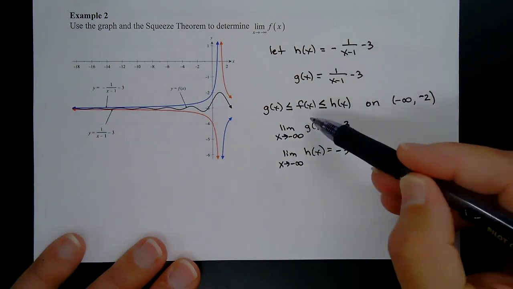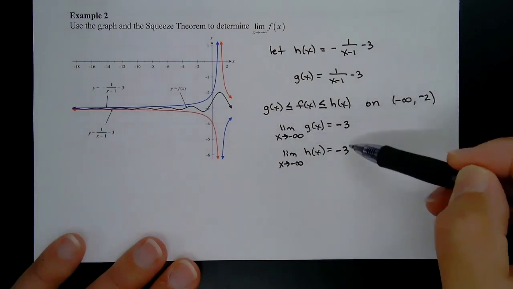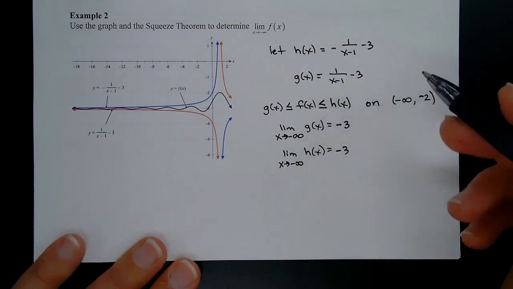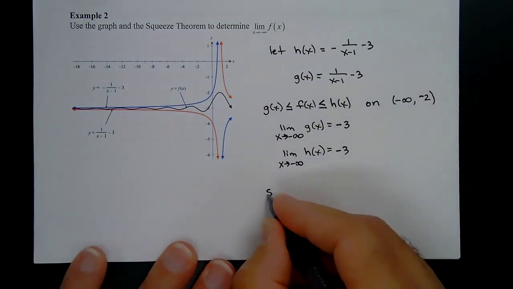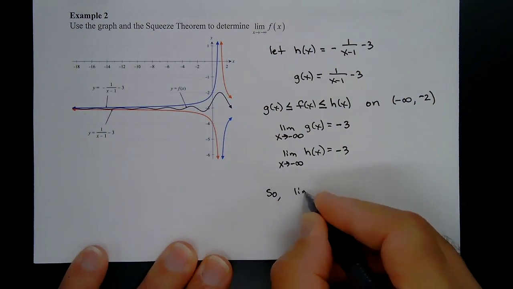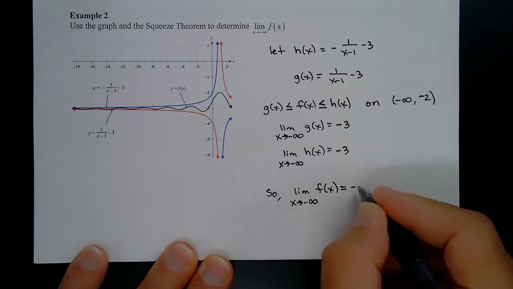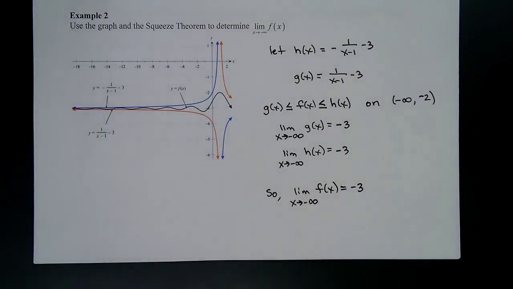Now, f of x is sandwiched in between, and since these two are approaching -3 as x approaches -infinity, f of x has to do the same thing. So the limit as x approaches -infinity of f of x must equal -3. And this is a way to determine it.